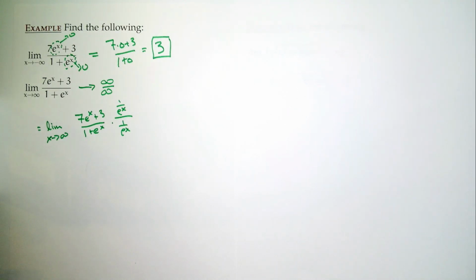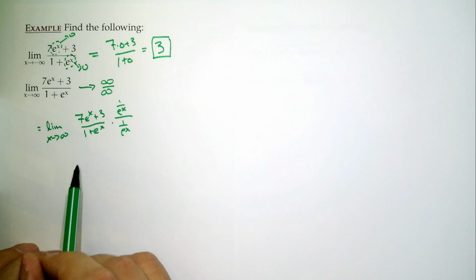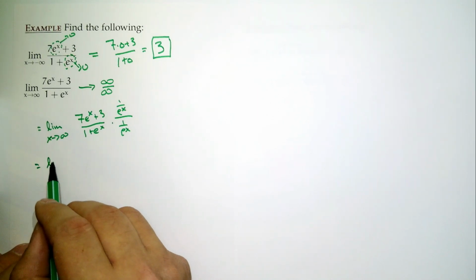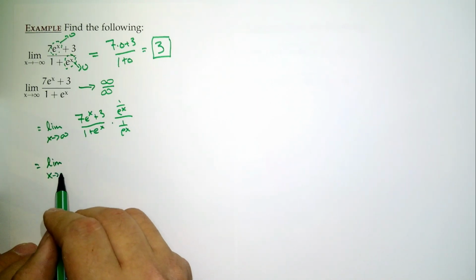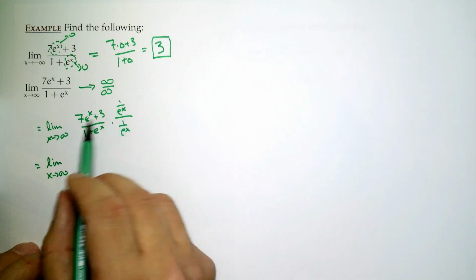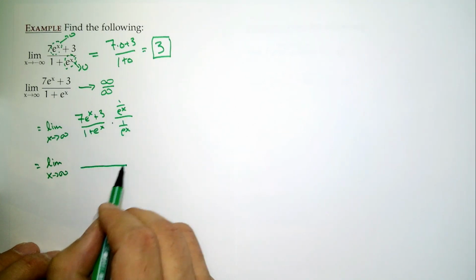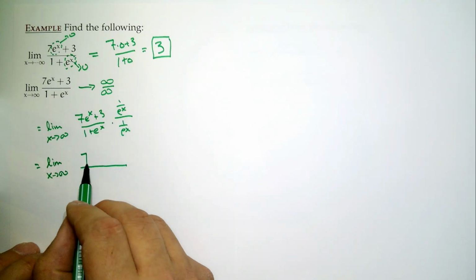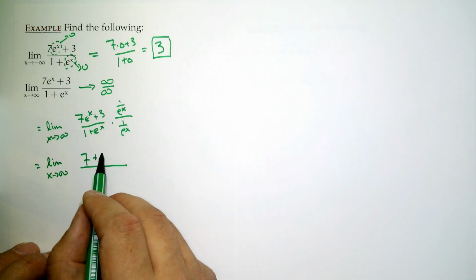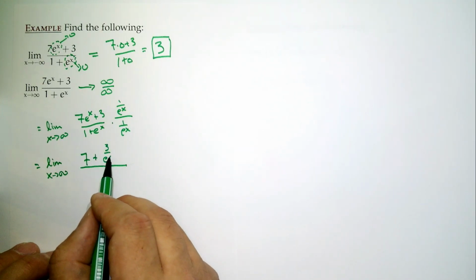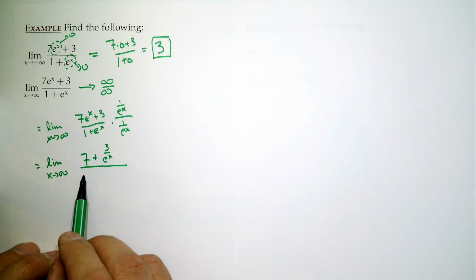All right, so we distribute this 1 over e^x. So this would become the limit as x goes towards infinity. Upstairs, what do we get? 7 and 3 over e^x. Downstairs, what do we get?